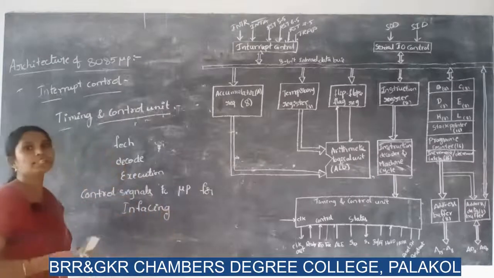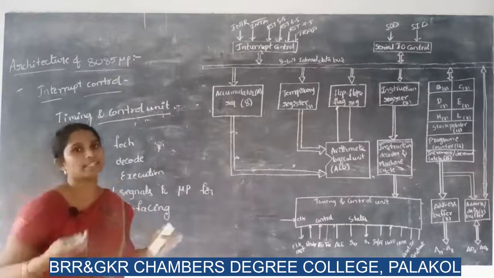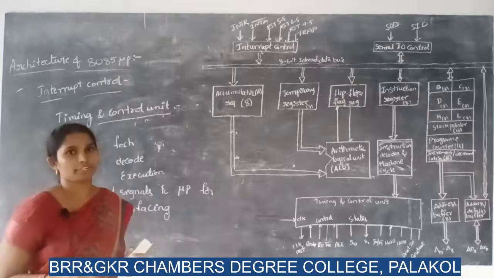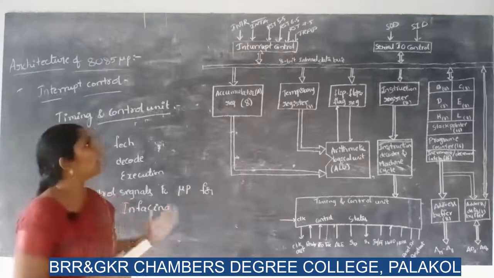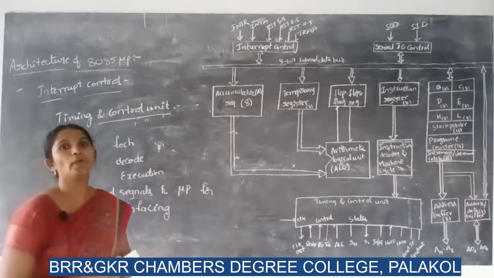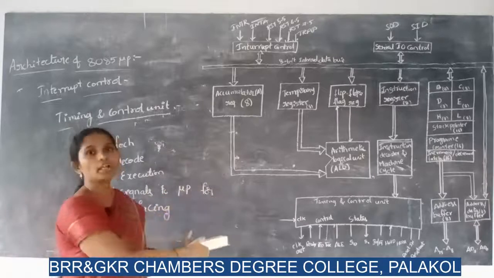Okay, so interfacing is nothing but connecting the external devices, that means external peripherals. So up to now we have discussed the architecture of the 8085 microprocessor. This is the explanation of each and every block.